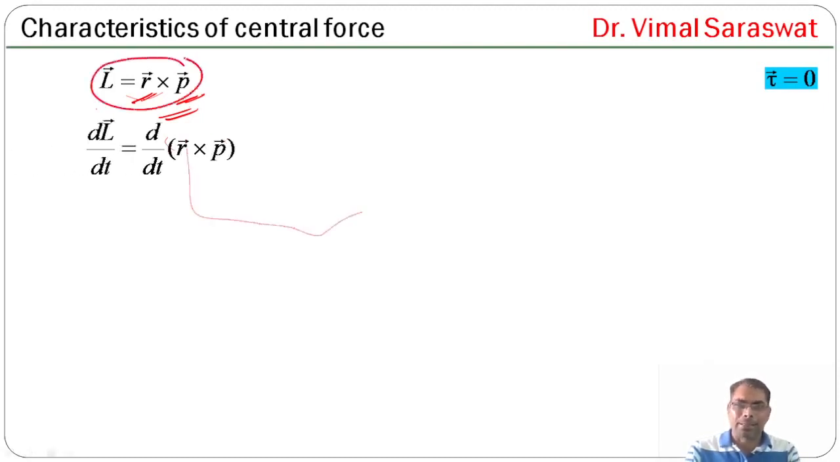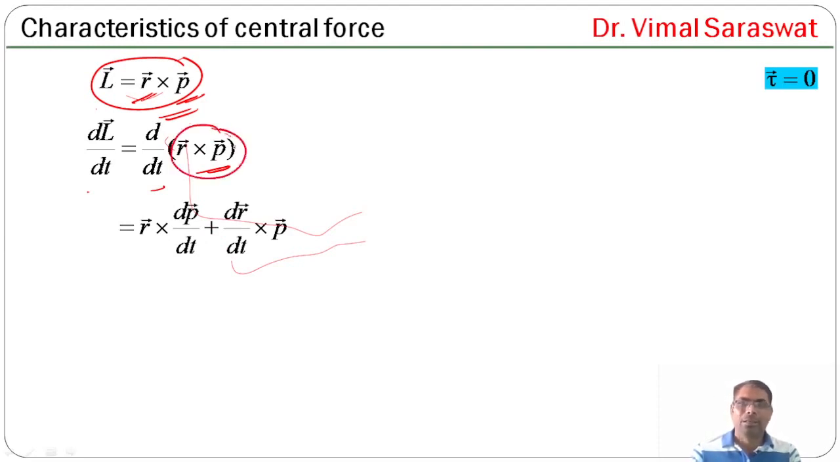If we differentiate this with respect to time, then dL by dt equal to d by dt of r cross p. Now, we differentiate it by using the u into v method. So first of all, r is constant and differential of p is dp by dt. And second time, p is constant and differential of r is dr by dt. So dL by dt equal to r cross dp by dt plus dr by dt cross p.